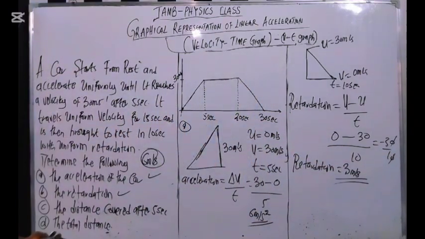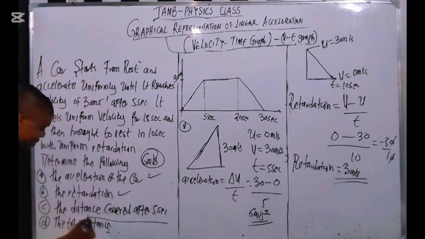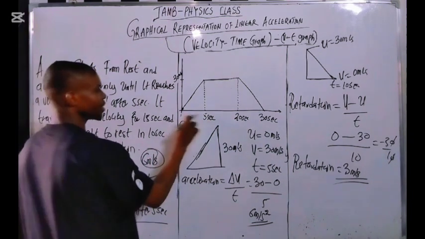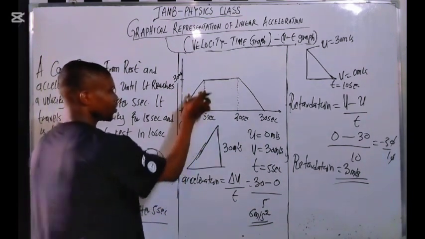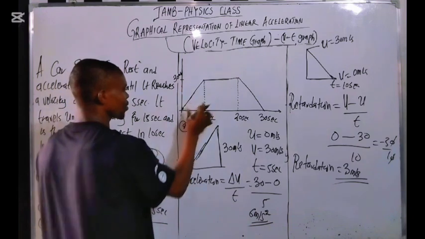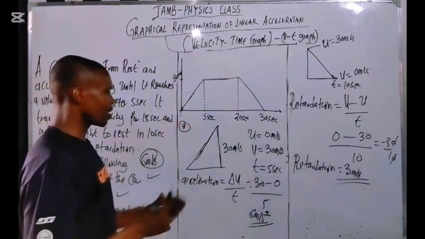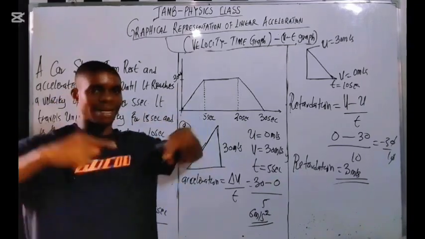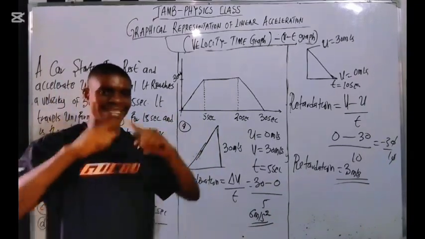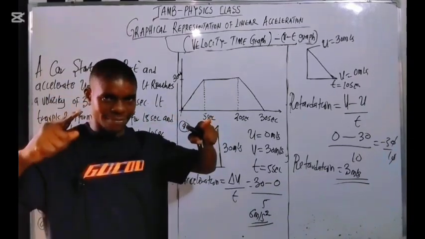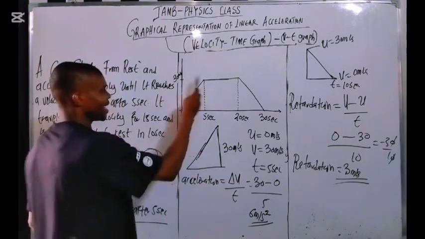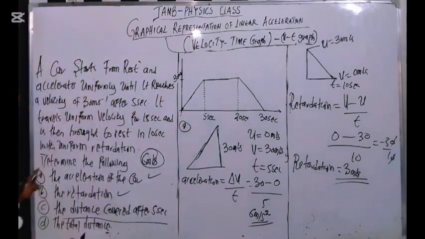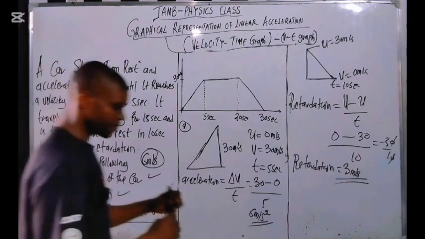Now, the distance covered after 5 seconds. So now they're asking what is the area of this triangle here? The distance is the area of that graph, right? So what is the area of this one here? We are done with the other one, and we are looking at this one.